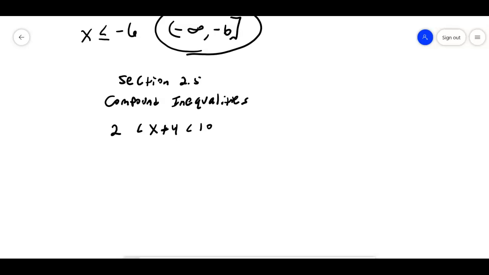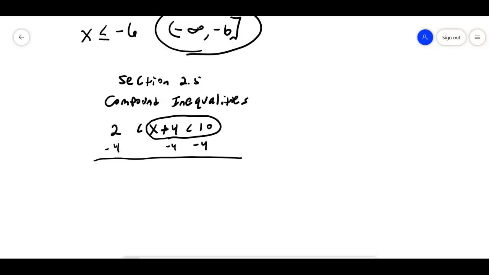Okay, so you have x plus 4 in the middle, and then you have 2 and 10 on the outside. And so what you do is you kind of think of it like if you were just solving this right here, what would you do? You would subtract 4 from both sides, right? Minus 4, minus 4. Well, the difference here is you have to do it over here as well. You have to do it to all three parts.